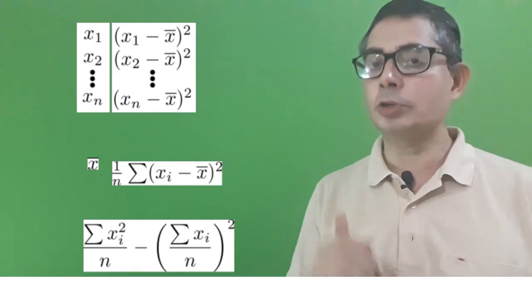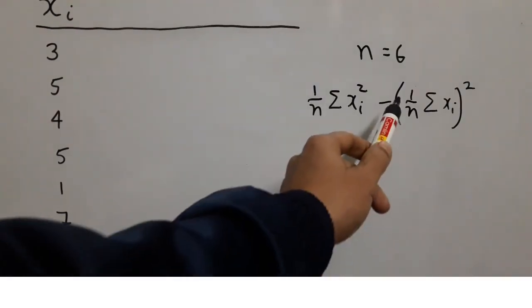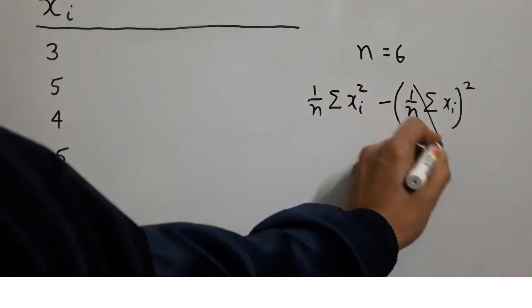Now let's see if we get the same answer. Okay, we are back with the same data set as before, the same number of values. There are 6 values and we want to compute the variance. But this time we do not want to work from the raw definition, but instead we want to use this alternative formula. Now in this formula, of course, we recognize this quantity inside the parenthesis as our familiar x bar.